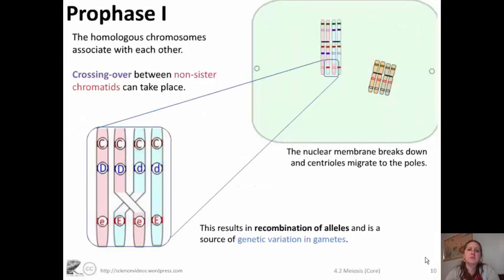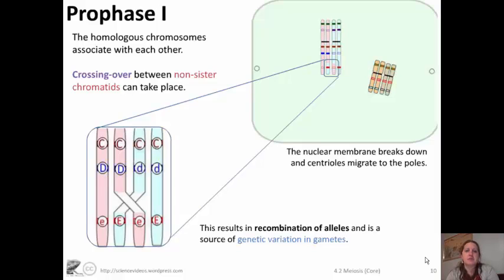All right, then we go into prophase 1. In prophase 1, those homologous chromosomes are going to associate with each other. They're going to kind of pair up. And we have something called crossing over that can take place between the non-sister chromatids, or the 2 chromatids that are next to each other but not attached at a centromere. This crossing over is going to result in a new combination of alleles, or recombination is what it's typically referred to. And that is a source of genetic variation.